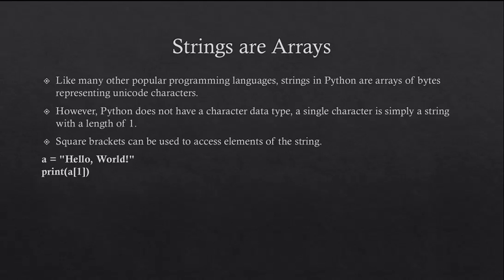Strings are also arrays. Like many other popular programming languages, strings in Python are arrays of bytes representing Unicode characters. However, Python does not have a character data type. A single character is simply a string with a length of 1. Square brackets can be used to access elements of the string. For example, a is equal to "hello world", and now we print a of index 1. Don't forget, we start from 0. If we print this statement, it would print from e.